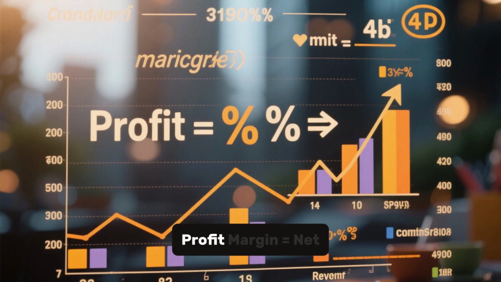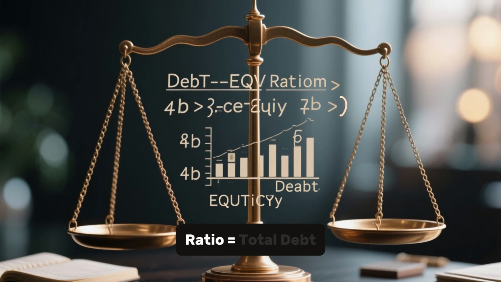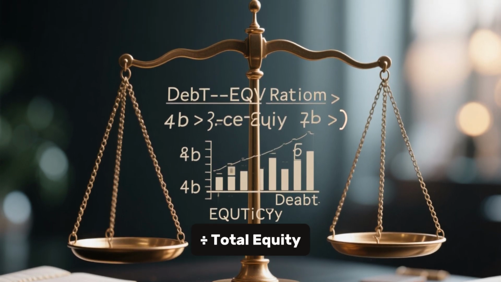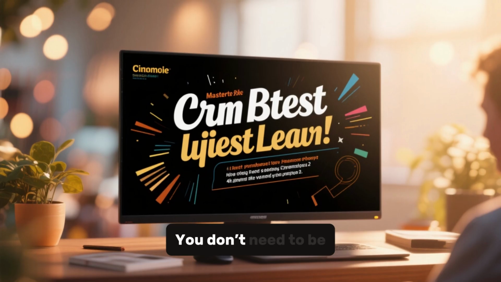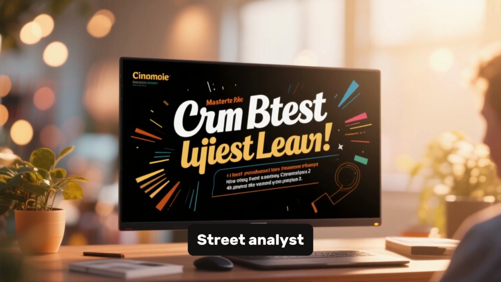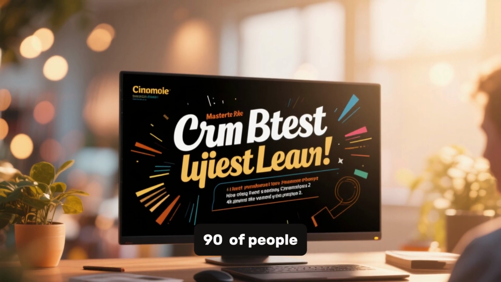Compare ratios. Profit margin equals net income divided by revenue. Debt to equity ratio equals total debt divided by total equity. Current ratio equals current assets divided by current liabilities. You don't need to be a Wall Street analyst. Just understand the basics, and you'll already be ahead of 90% of people.